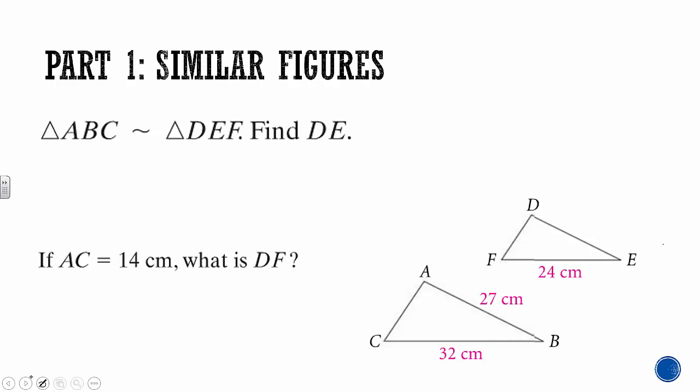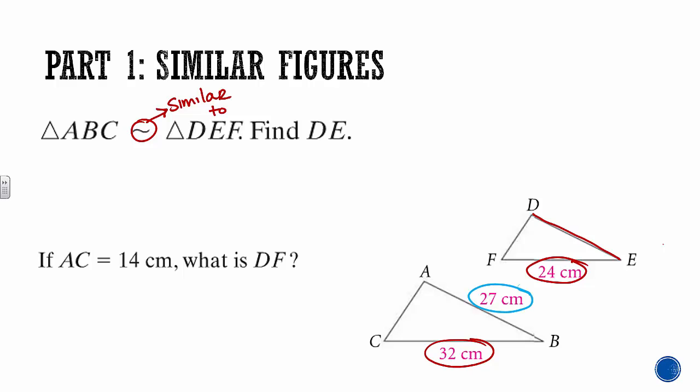It says that triangle ABC and triangle DEF are similar. Remember, this means similar to. We need to find the length of DE. Based on what we just did, we know that the sides are proportionate. So we know that the distance from CB divided by FE has to be equal to AB and whatever this is here. So let's set up a proportion.